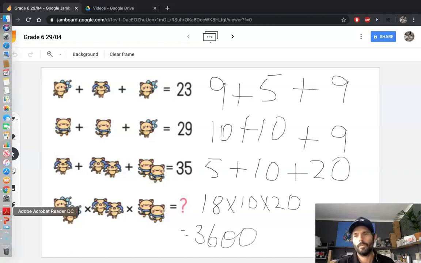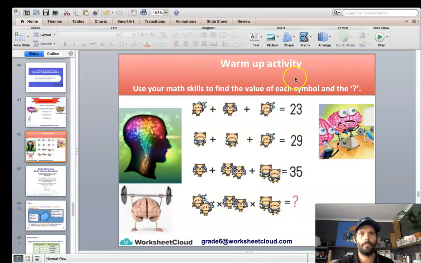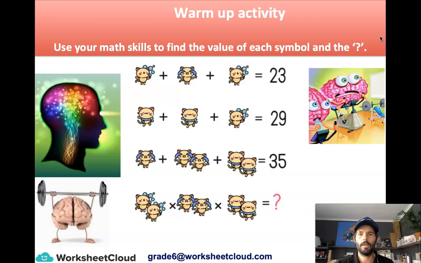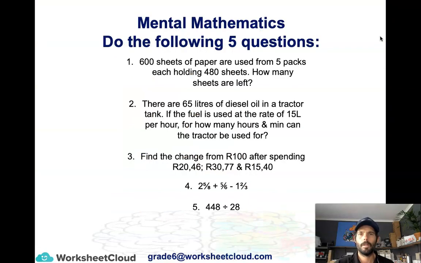Okay, let's move on to our mental arithmetic for the day. Well done for working through that warm-up activity. Let's move on. Okay, so question 1: 600 sheets of paper are used from 5 packs, each pack holding 480 sheets. How many sheets are left over?